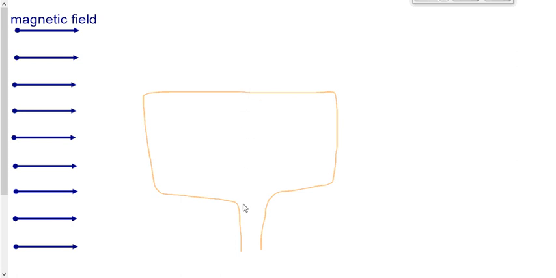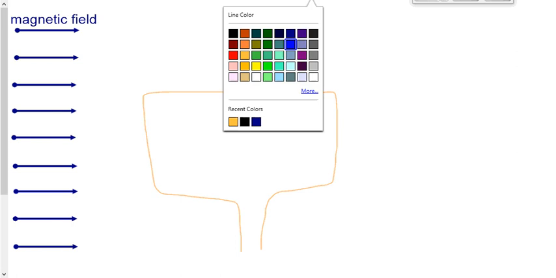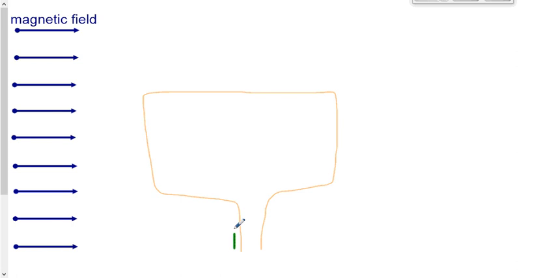Moving on. So here we have a loop of wire, and we have a magnetic field that's coming from left to right. And so let's put a current through this loop of wire. Let's see, let's choose green for our current. And so we have current that's going to be coming up in this direction. It's going to extend all the way around the loop of wire. So this is the direction of the current as it goes through the different segments of this wire. And let's see what happens.